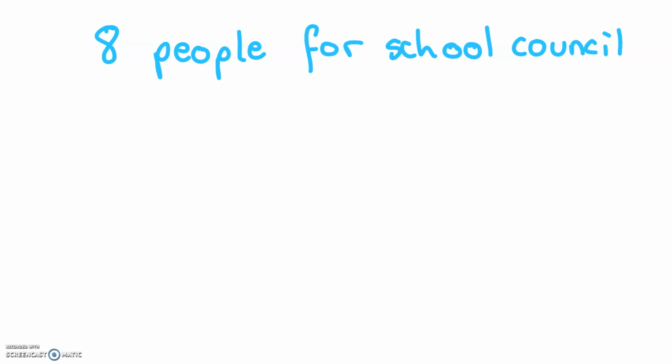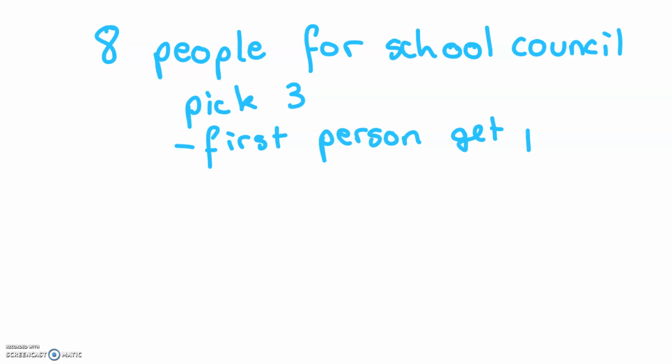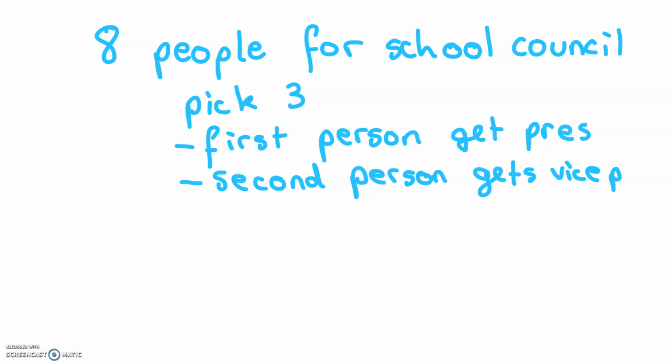Sometimes, though, you're going to get situations where you have a bigger group of people to pick from or a bigger group of things to pick from, and you only pick some of them. So let's say there's 8 people, and let's say it's for school council. So there's nominees, and we need to pick 3. So we're not going to put all 8 in. And we're going to say that the order matters here. So we're going to say that the first person gets president. And the second person gets vice president. And then the third person is just a council member. So we're selecting from 8 and we're picking only 3.